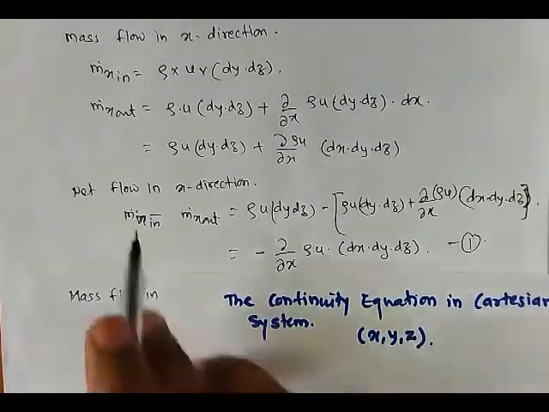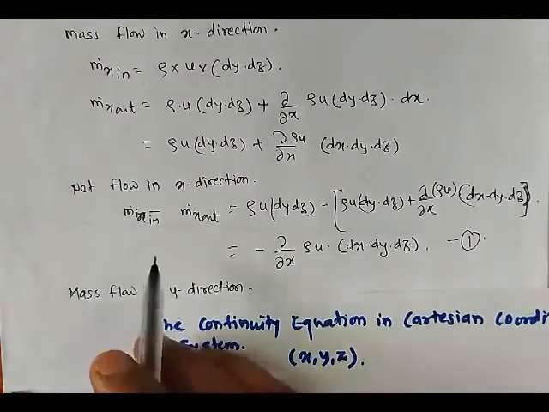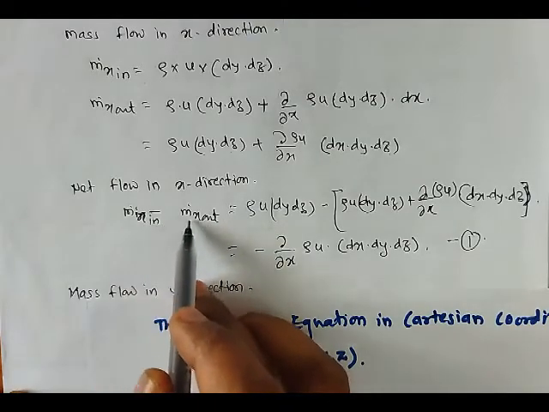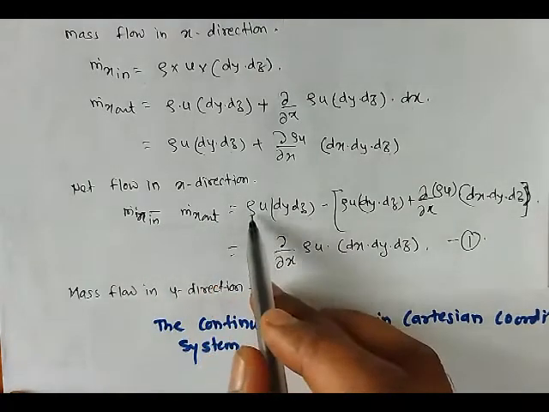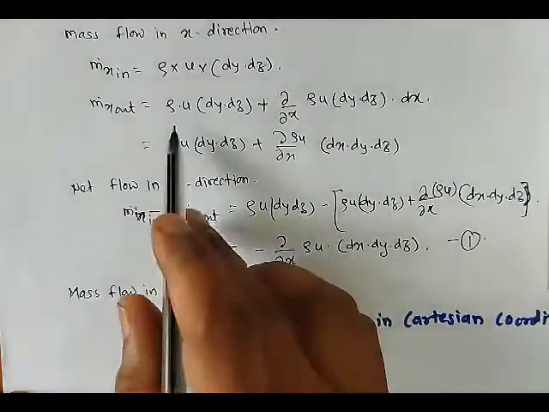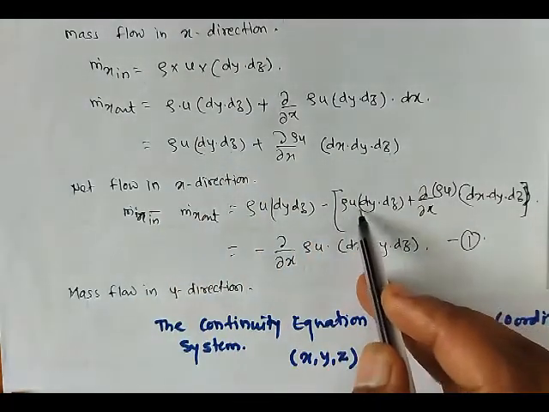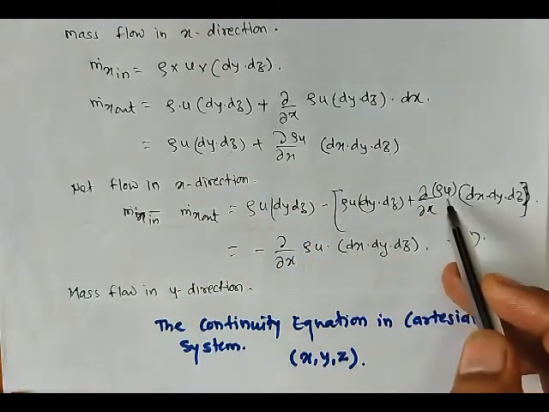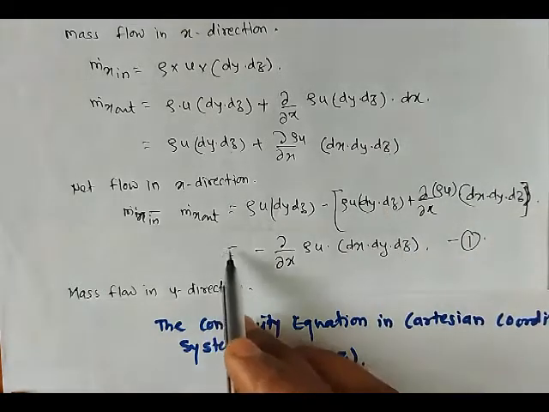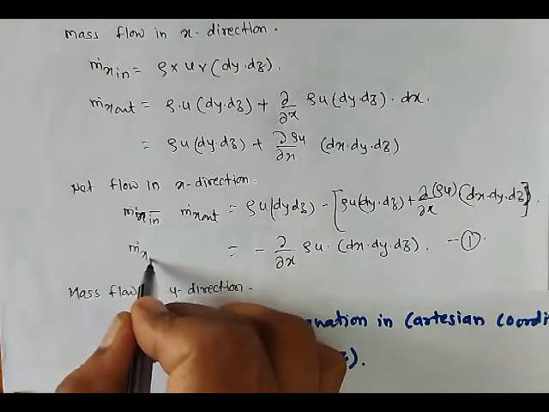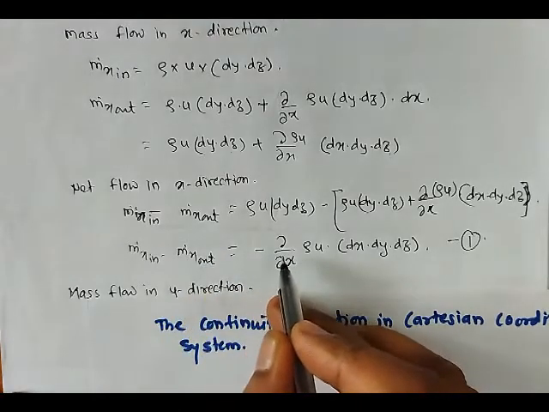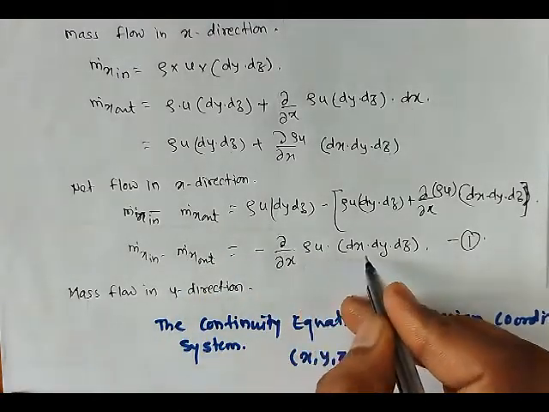Now the net flow in the X direction. We can calculate the net flow in the X direction as mass flow rate in minus mass flow rate out. So m dot x in minus m dot x out is equal to rho u dy dz minus the mass flow rate out, in brackets, rho u dy dz plus the partial derivative of rho u with respect to x multiplied by dx dy dz. If you simplify this, we get m dot x in minus m dot x out is equal to minus the partial derivative with respect to x of rho u, times dx dy dz.